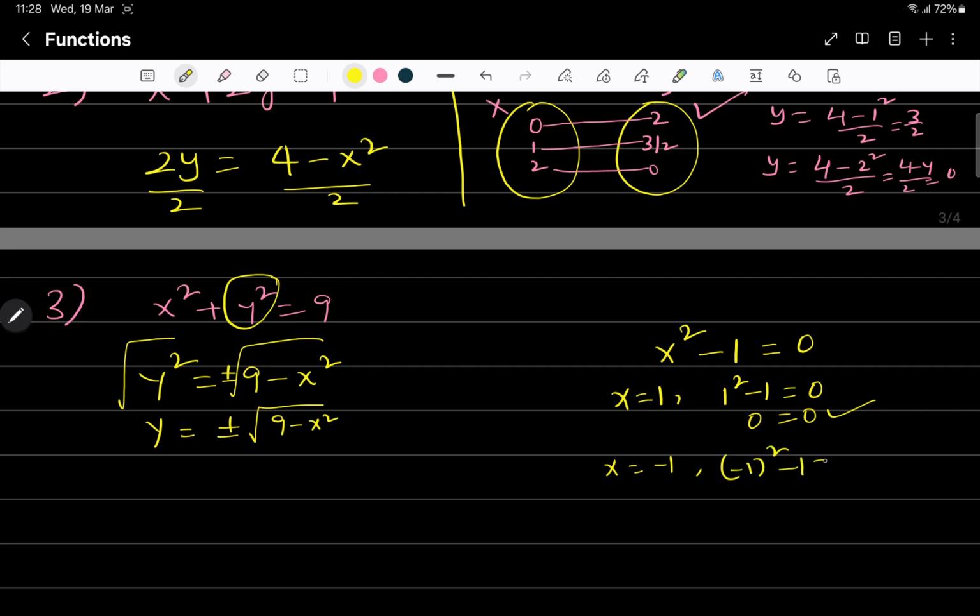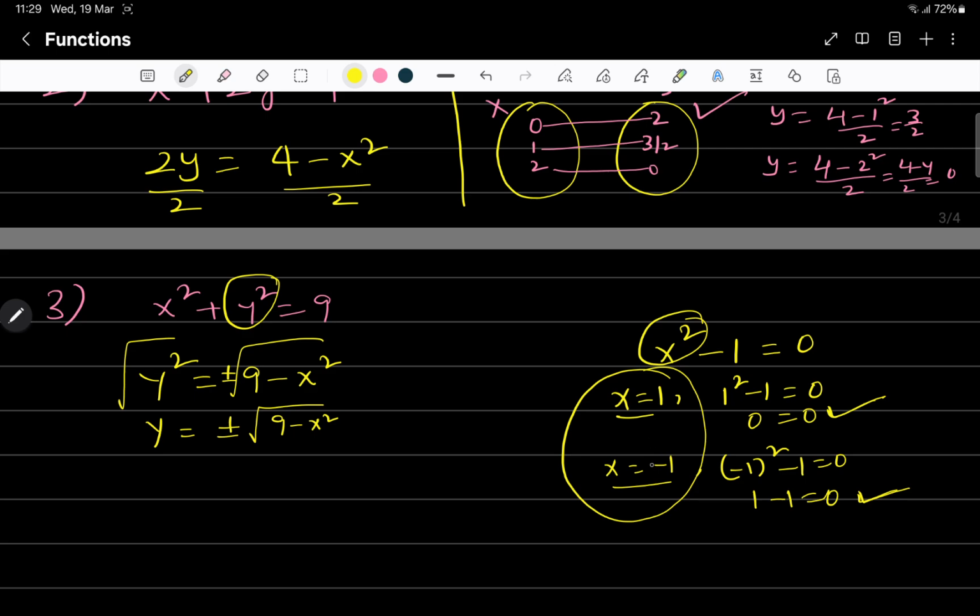minus 1 square minus 1. Minus 1 square means 1. 1 minus 1 also 0. So for x is equal to 1, the equation is true. For x is equal to minus 1 also equation true. So I have two solutions, 1 and minus 1, because degree is 2. If degree is 2, I have two solutions, right?